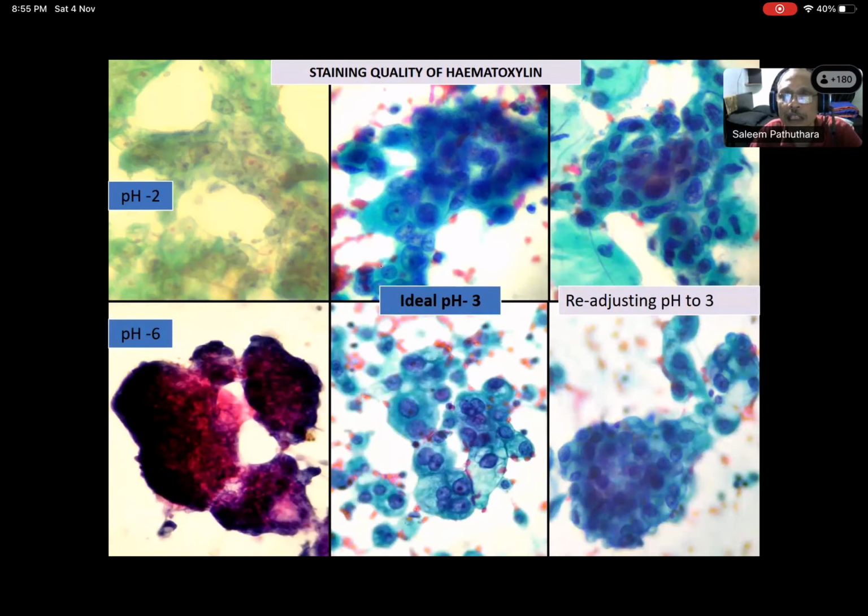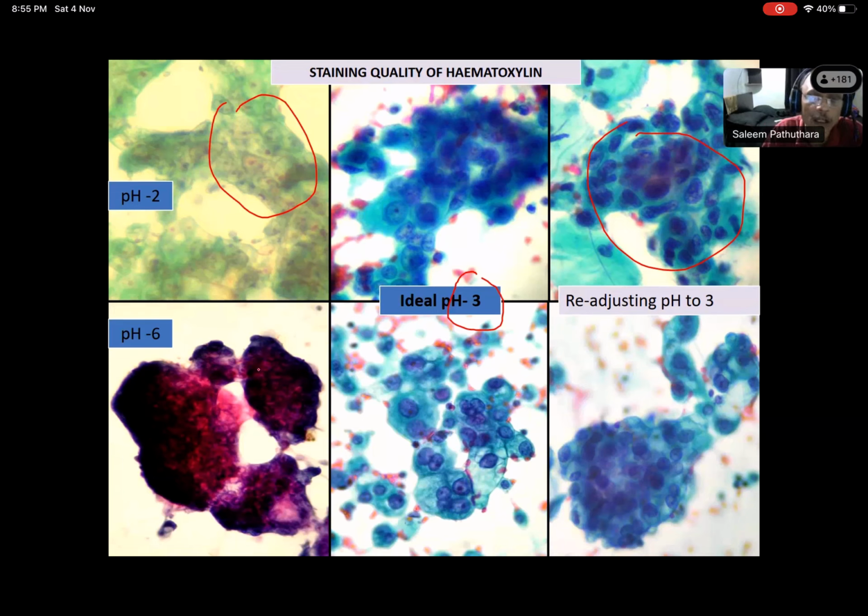Ideal pH for hematoxylin is 3. If the pH is reduced to 2, look at the nuclear characteristics here. It is looking very pale. Then we can readjust the pH by using mild acid or alkali, and again it can regain the coloring property of the hematoxylin. So we have to check the pH properly. We should have either pH papers or alternatively a pH meter.